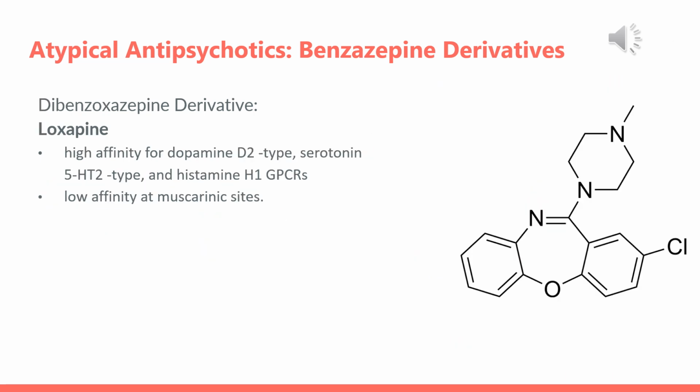Loxapine has high affinity for dopamine D2 type receptors, serotonin 5-HT2 type receptors, and histamine H1 GPCRs, but relatively low affinity at muscarinic sites.